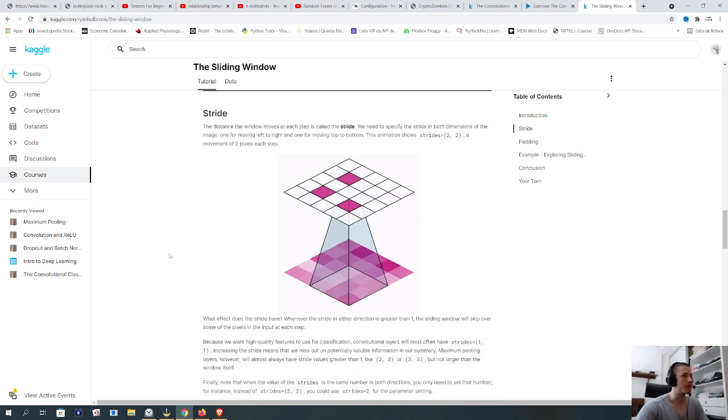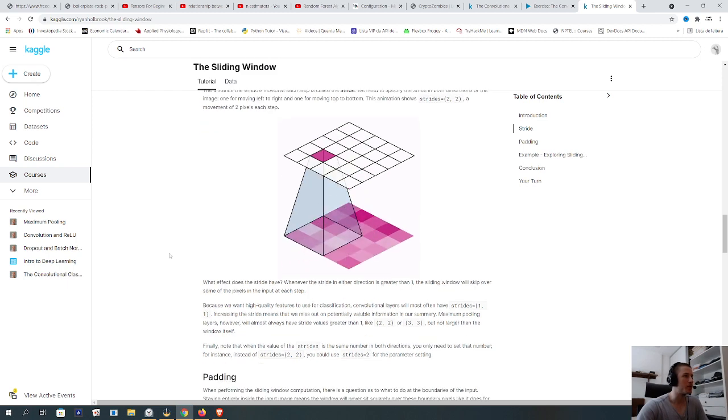The distance the window moves at each step is called the stride. We need to specify the stride in both dimensions of the image, one for moving left to right and one for moving top to bottom. This animation shows strides of 2 by 2, a movement of 2 pixels at each step.